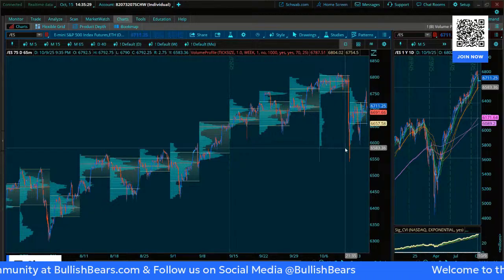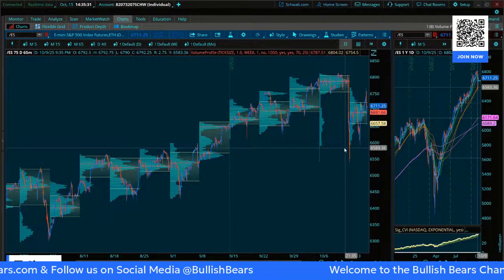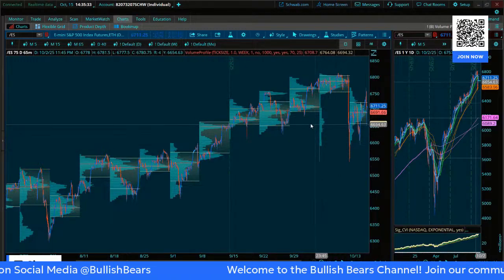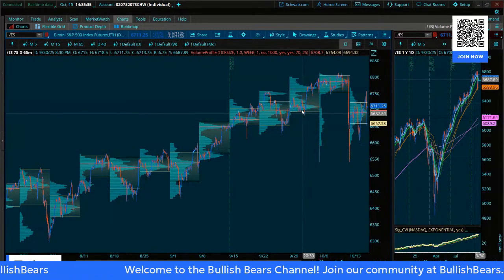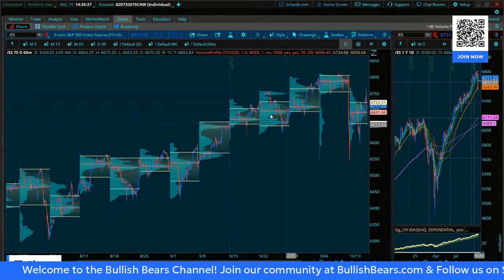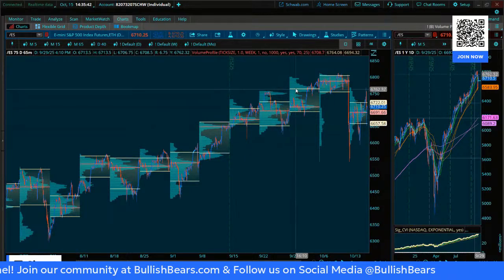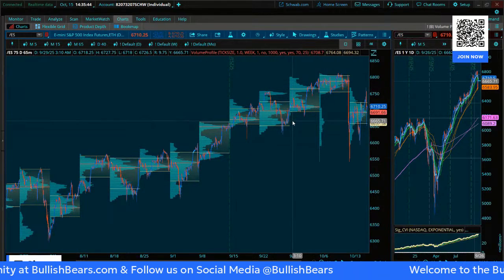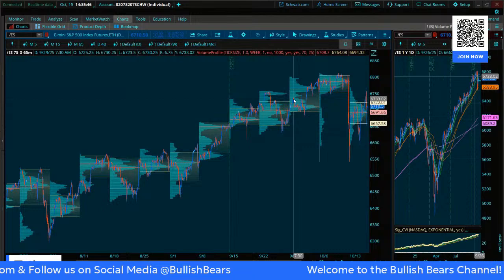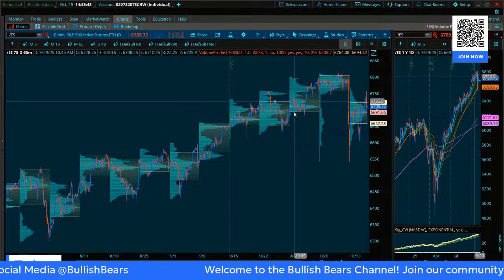On Thinkorswim, you can mess with the color to turn it transparent. A lot of people don't realize that, but you can. And so if you have a hard time seeing the candles and you want them to kind of pop, make the profile more transparent so that you can see through it easier.